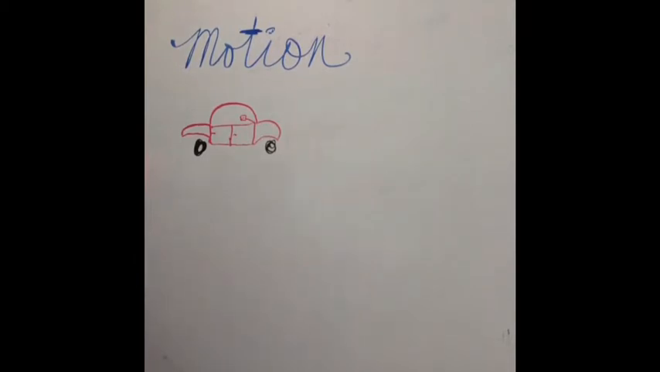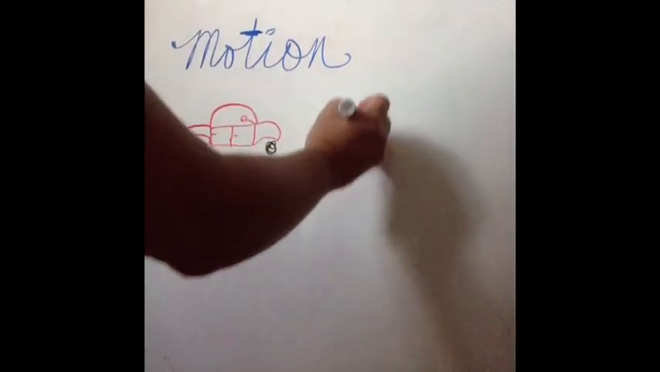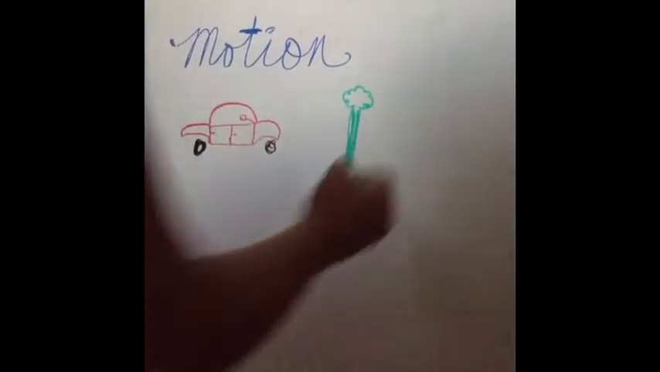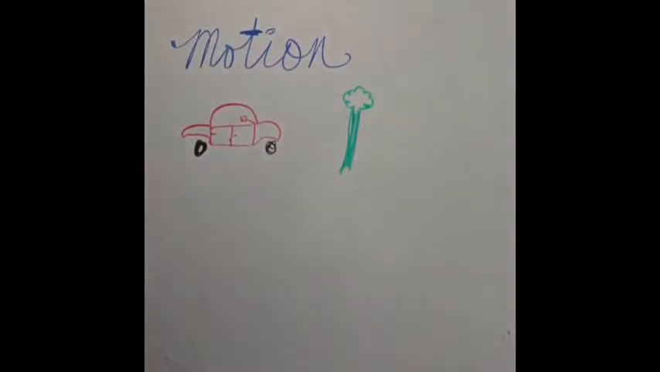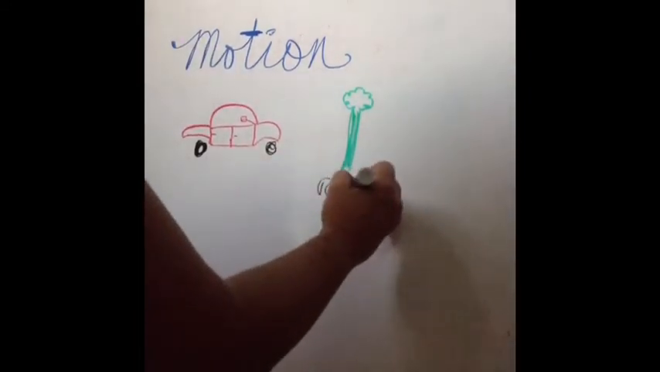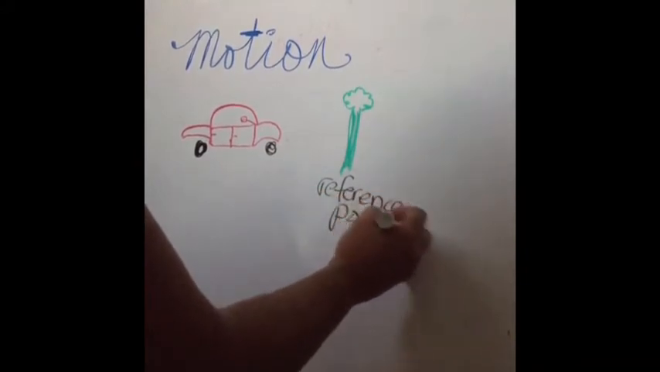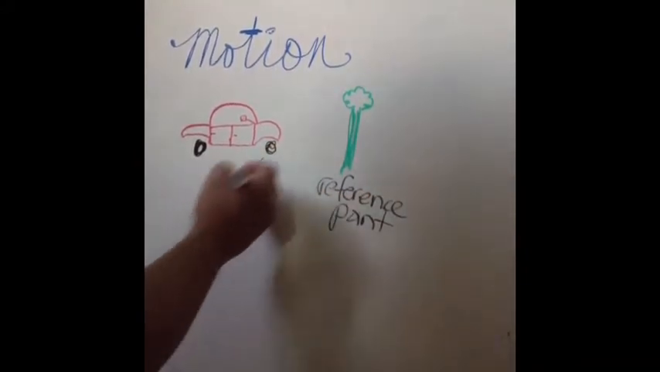So, like when you're on the road and you see a car, you can tell it's moving because it moves past something like a tree or a light post or something. So for motion, there has to be a reference point, something that you're comparing the motion to, and there has to be a change in position.